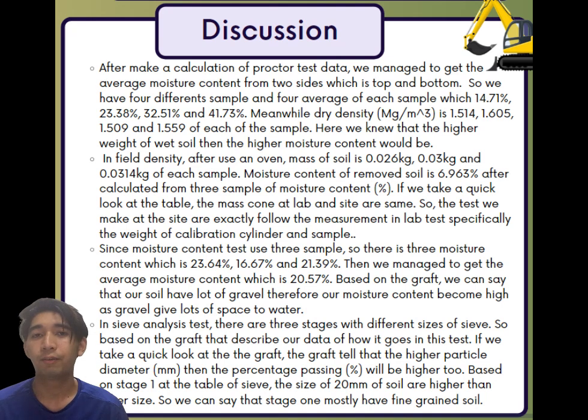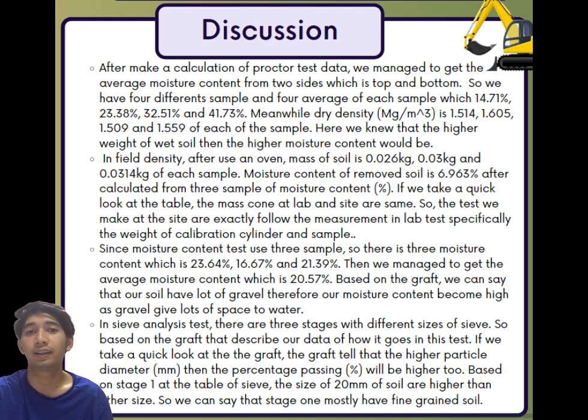From the data, we will create a graph of dry density versus moisture content. For the moisture content, we will calculate using the formula: mass of water over mass of dry soil, times 100. And when we get each of the moisture contents, we can plot the graph, and from there we will choose the peak point of the graph, and from that point we will obtain the optimal moisture content.